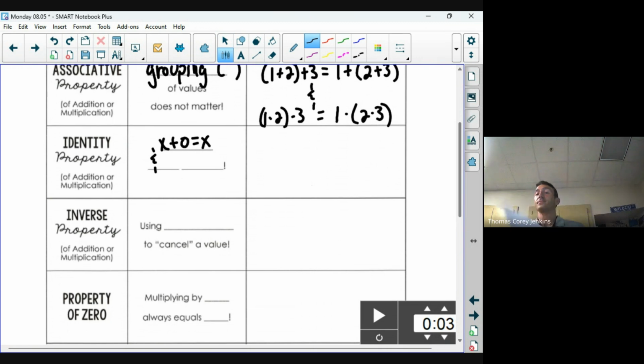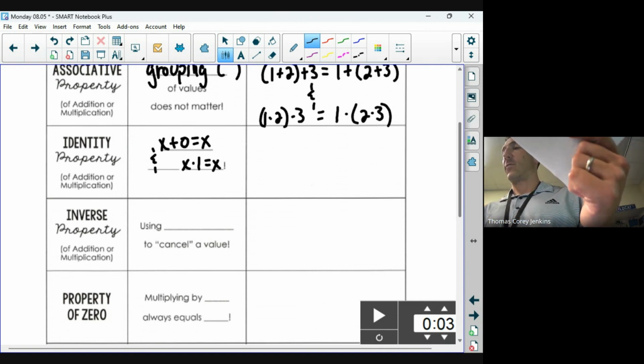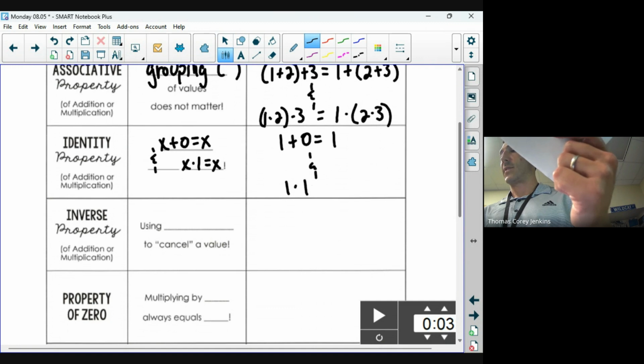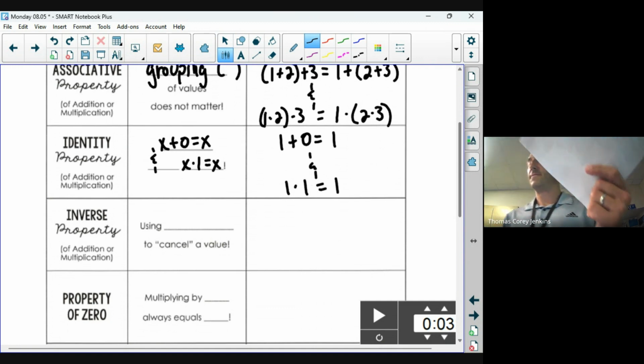And if we multiply something by 1, that also doesn't change it, right? So I'm going to say x times 1 equals x. So the identity property is either when you add 0 or multiply by 1, okay? So again, take any number. Let's just say 1. If we take 1 and add 0, we get 1. If we take 1 and multiply by 1, we get 1.